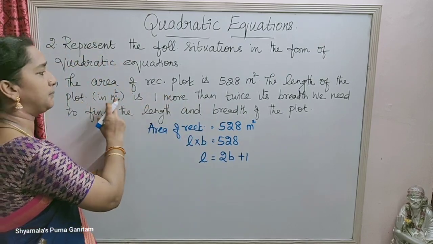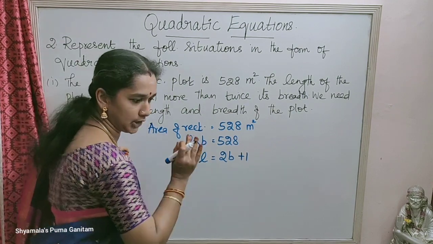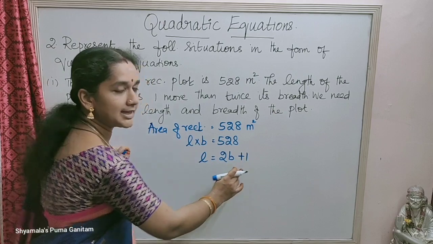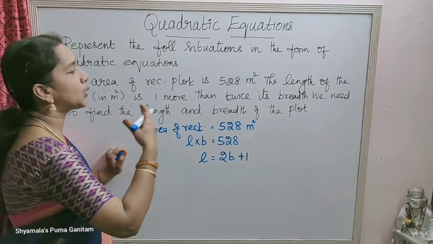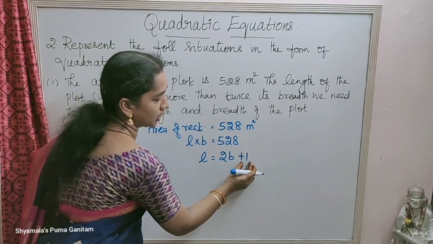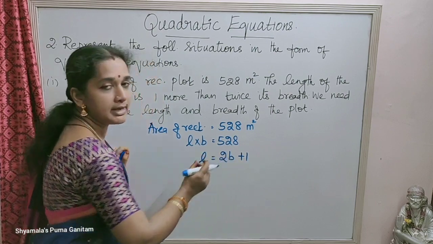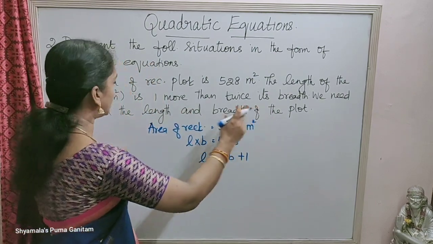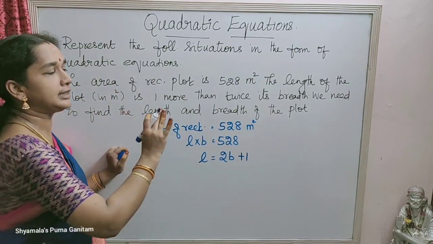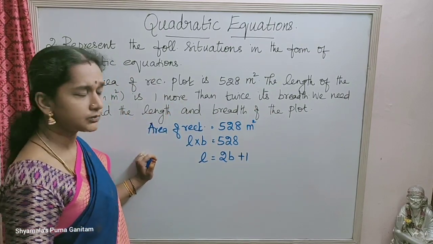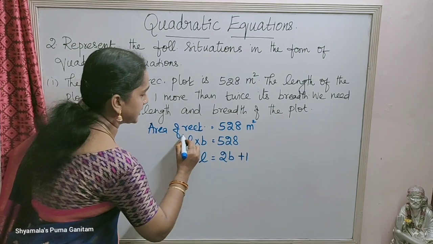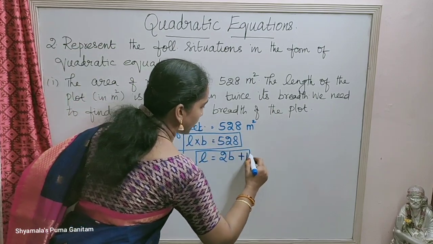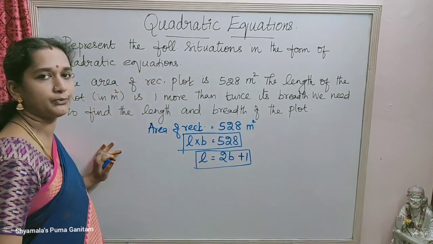The length of the plot is 1 more than twice its breadth. So L is equal to 2b plus 1. So this is our L. We need to find the length and breadth of the plot. So this is the question given, and this is the condition given for L.